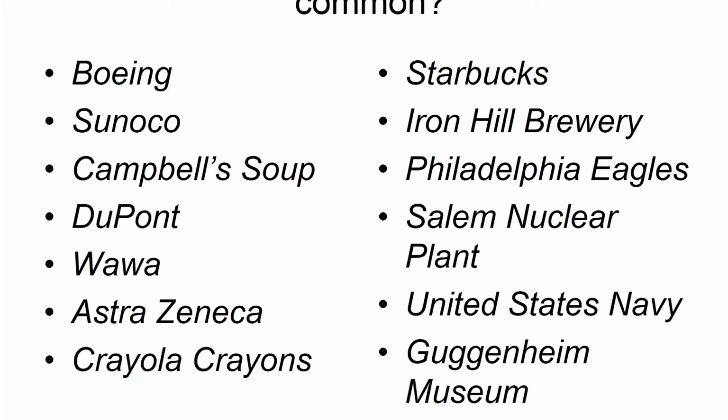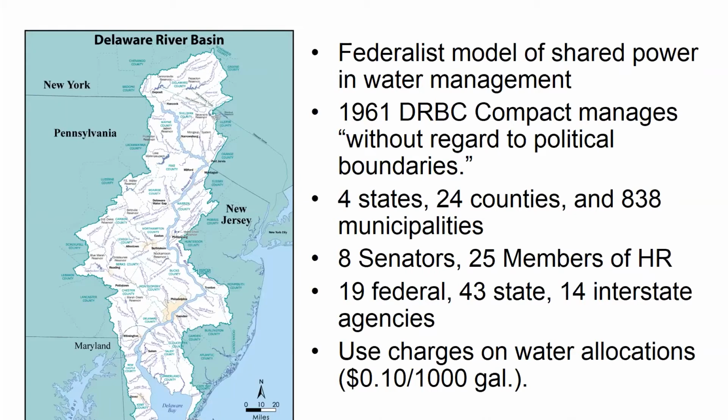So the Guggenheim gets clean water from the Delaware in the Catskills. Yankee Stadium, the United States Navy at the Naval Yard in Philadelphia. All these enterprises rely on clean, abundant water from the Delaware River watershed. And the Delaware River Basin is a basin.